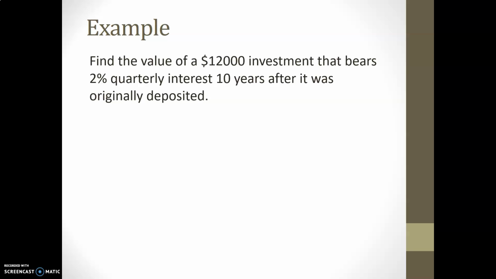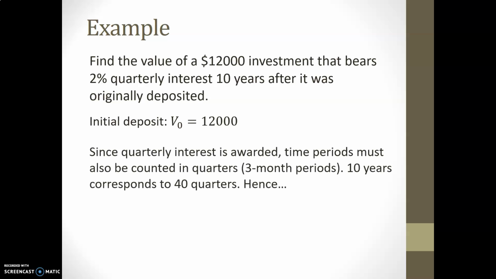For instance, find the value of a $12,000 investment that bears 2% quarterly interest 10 years after it was originally deposited. So the original deposit is $12,000. That will be the initial value of our geometric sequence. Since we are using quarterly interest, then we must also count time in quarters. And quarters are 3-month periods. So there are 4 3-month periods per year, and over 10 years, that would mean 40 quarters. So after 10 years, we're basically looking for V40, 40 quarters later.